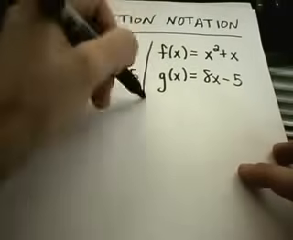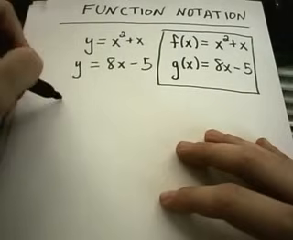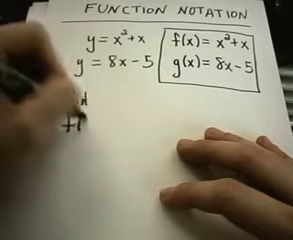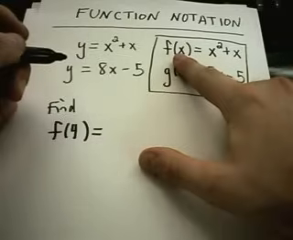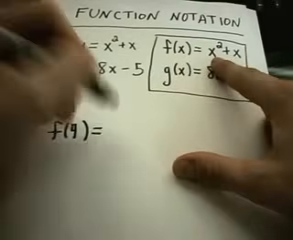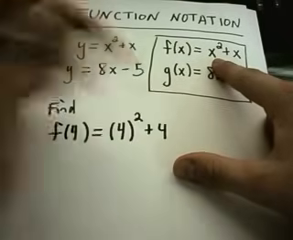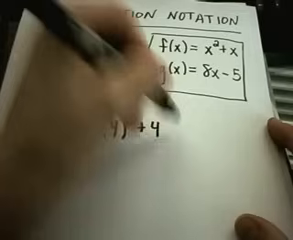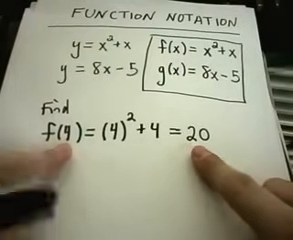From there, you can just talk about evaluating a function. Suppose I use these two equations. If somebody said find f of 4, all I do is find my f equation, and everywhere there's an x, I plug in the number 4, and then I simplify it down. So 4 squared is 16. 16 plus 4 is 20. So you could say that f of 4 equals 20.